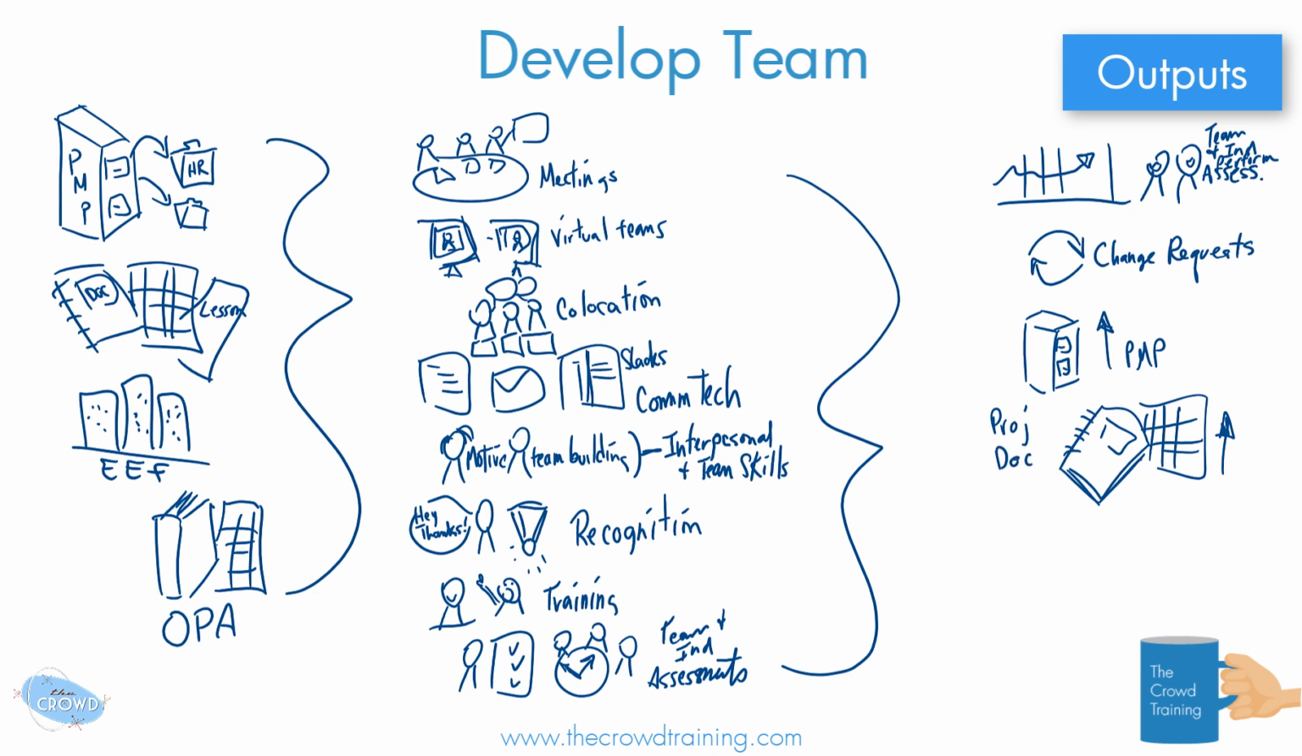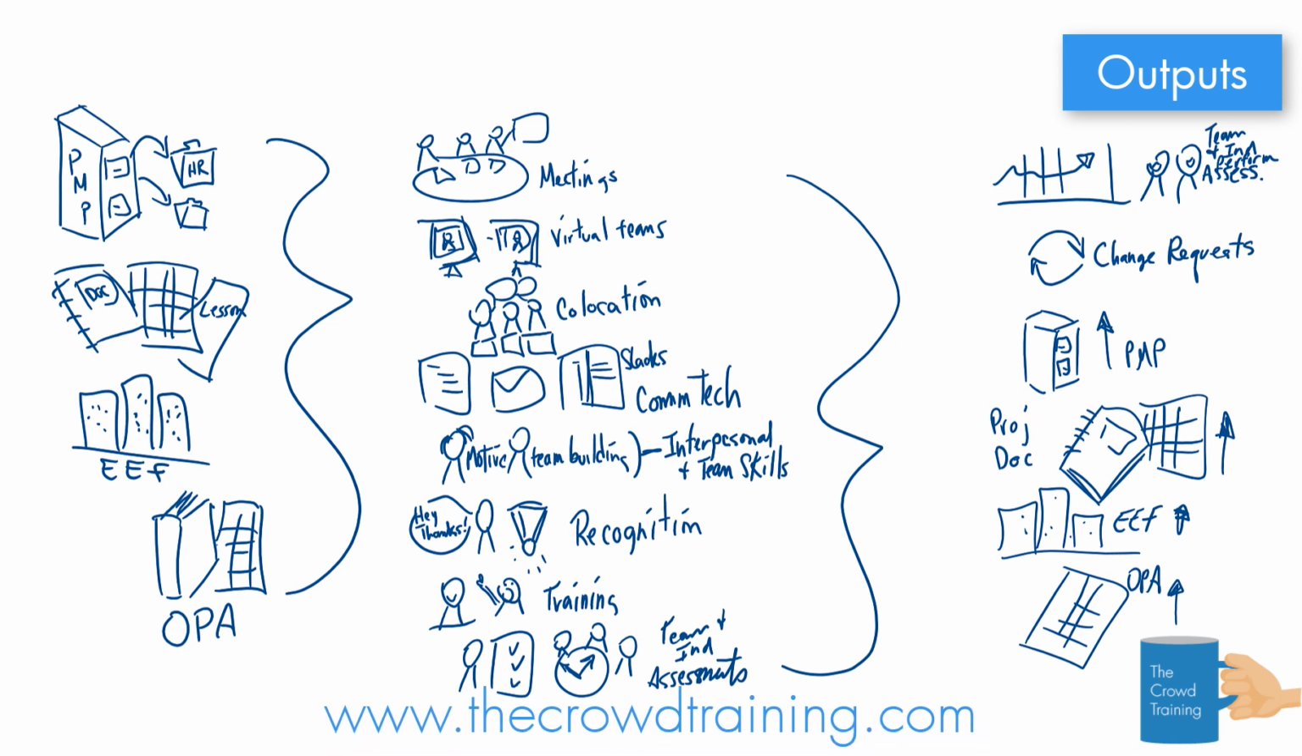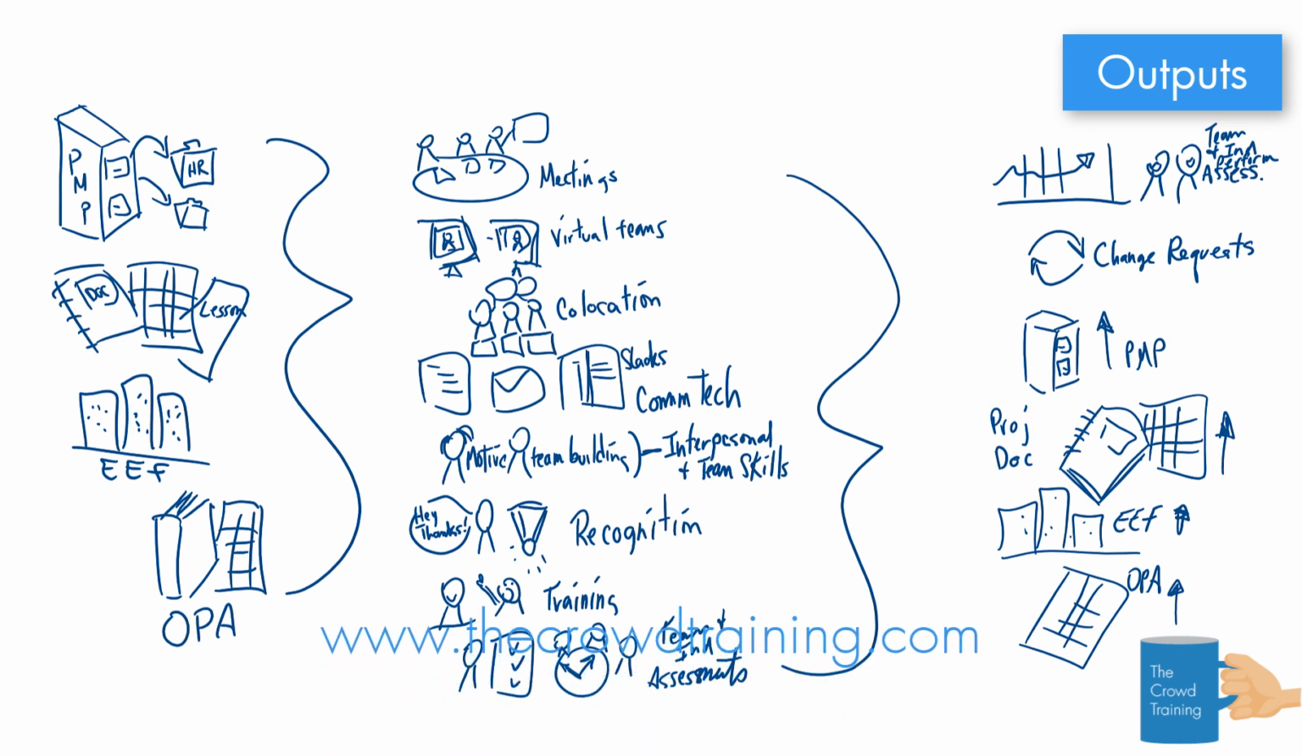And then our culture changes and updates accordingly. So these are our enterprise environmental factors. They're going to update. And then the templates and the other things that we use are also going to be updated. So those are the organizational process assets. We're going to update those based on how things are or are not going according to plans. All right, so that's a quick review of the Develop Team process of the 6th edition of the PMBOK from the Crowd Training.